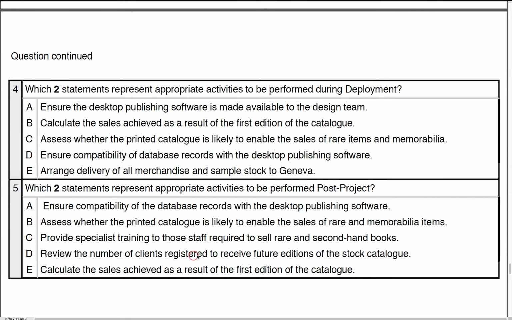Review the number of clients registered to receive future editions of the catalogue. Well, that's exactly what we're looking to do. How many people have registered to get more information. And more importantly, calculate the sales achieved as the result of the first edition. So that's looking at an assessment of how this whole project's worked and delivered benefits. So the answers there are D and E.